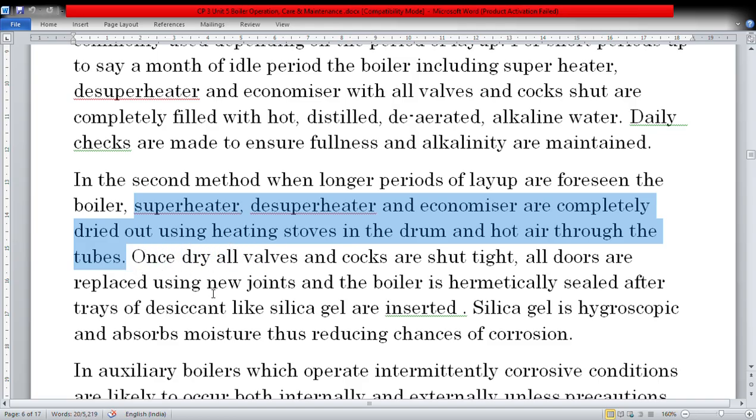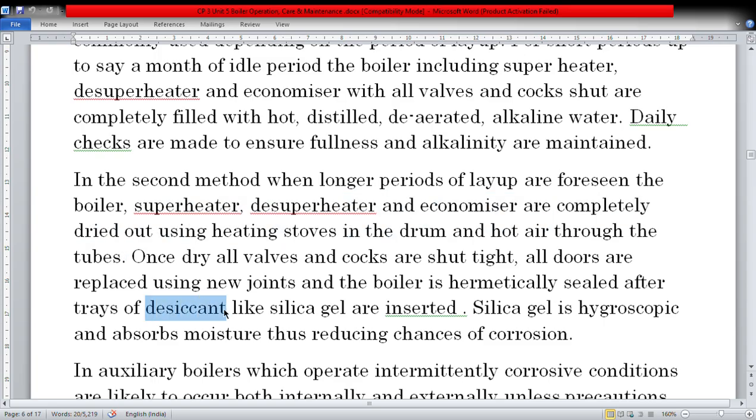This is important. Once dry, all valves and cocks are shut tight, all doors are replaced using new joints, and the boiler is hermetically sealed after trays of desiccant like silica gel are inserted. Silica gel is hygroscopic, and I may have mispronounced it, sorry for my pronunciation. Silica gel is hygroscopic and absorbs moisture, thus reducing chances of corrosion. So you must have seen the silica gel we are putting.